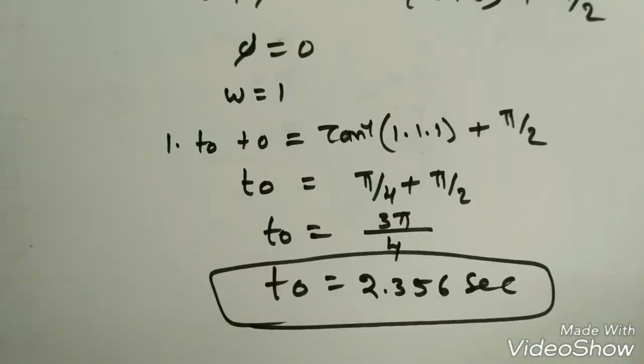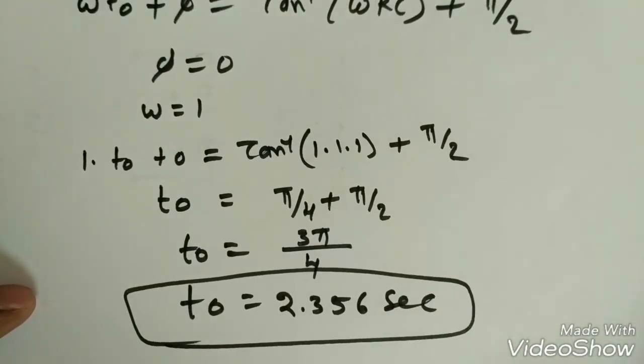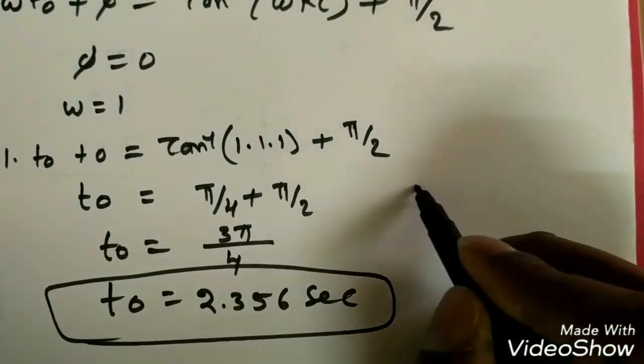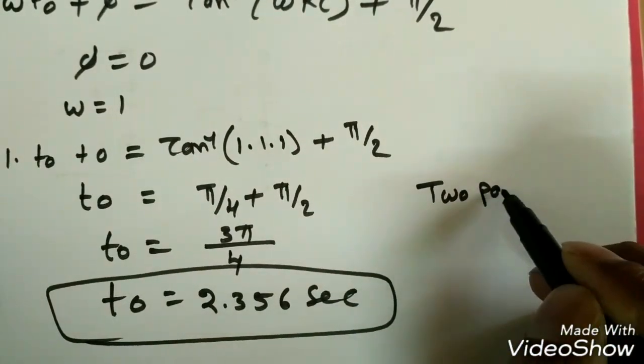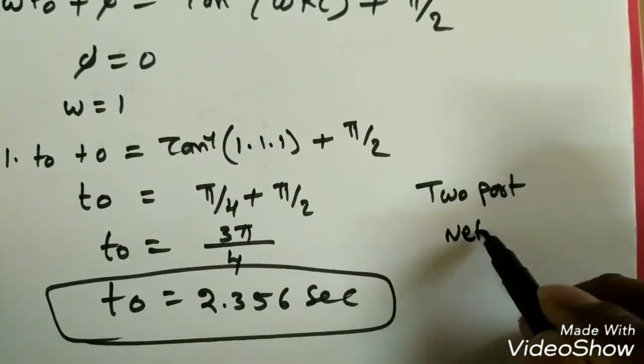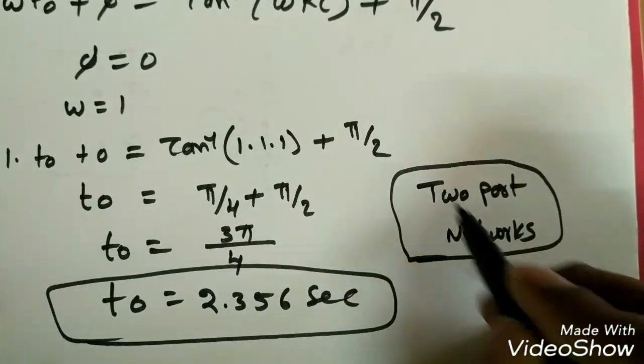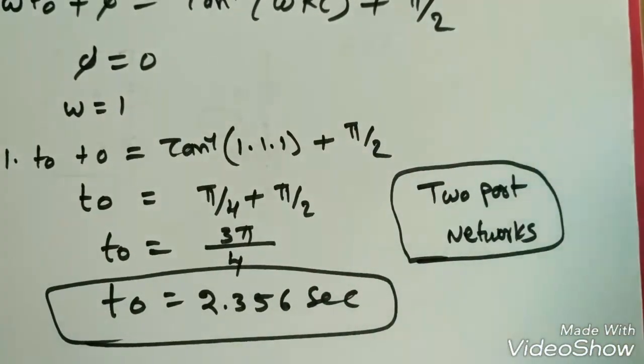Okay, so this is about the AC transient. Next we will start the two-port networks. In the next lecture we'll see two-port networks. This is a very easy topic and we'll get questions from these two networks.